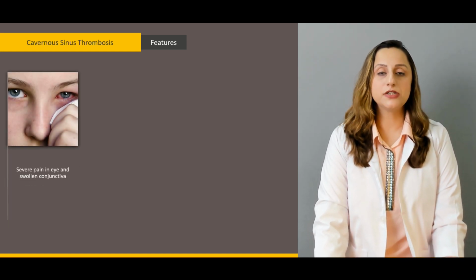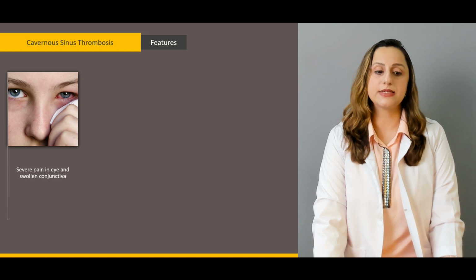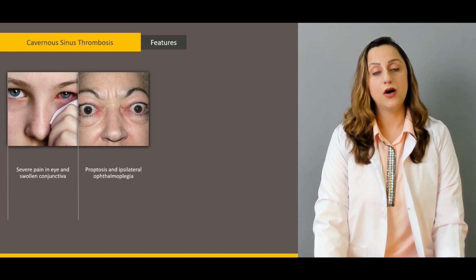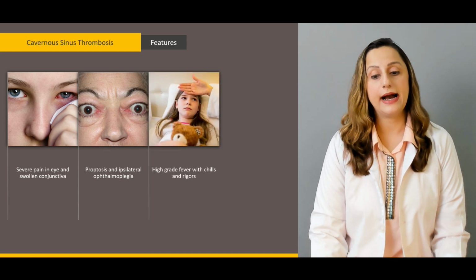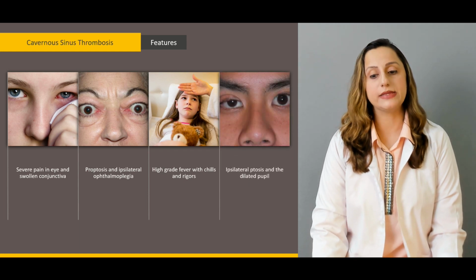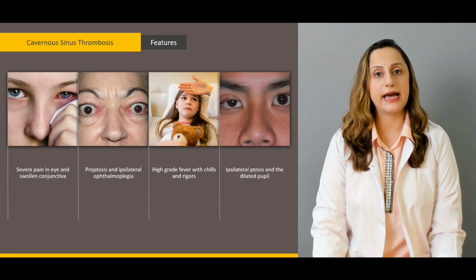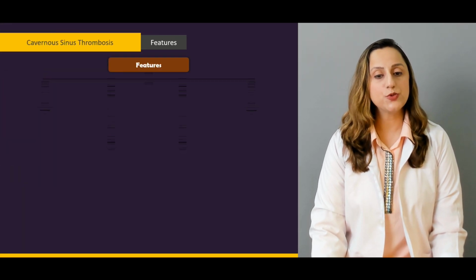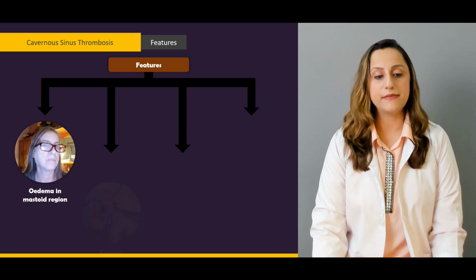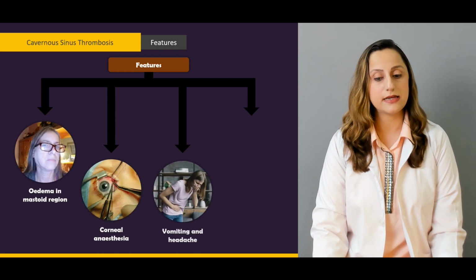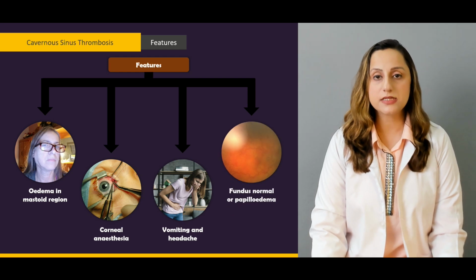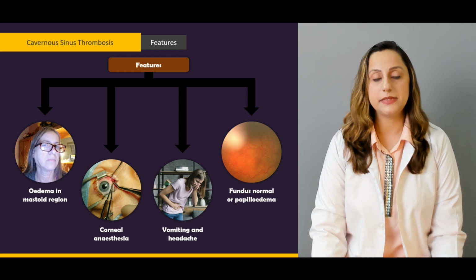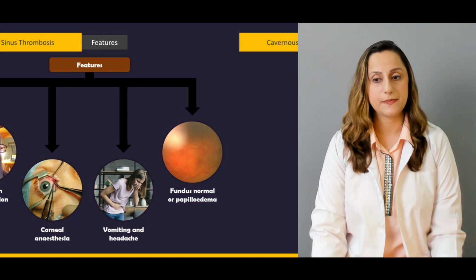The features of cavernous sinus thrombosis include severe pain in the eye and a swollen conjunctiva. Proptosis and ipsilateral ophthalmoplegia are noted. There is high-grade fever with chills and rigors, and along with that we have ipsilateral ptosis and a dilated pupil. The features would also include edema in the mastoid region, corneal anesthesia, vomiting and headache, and fundus examination would reveal a normal study, but a little papilledema is noted in these patients.